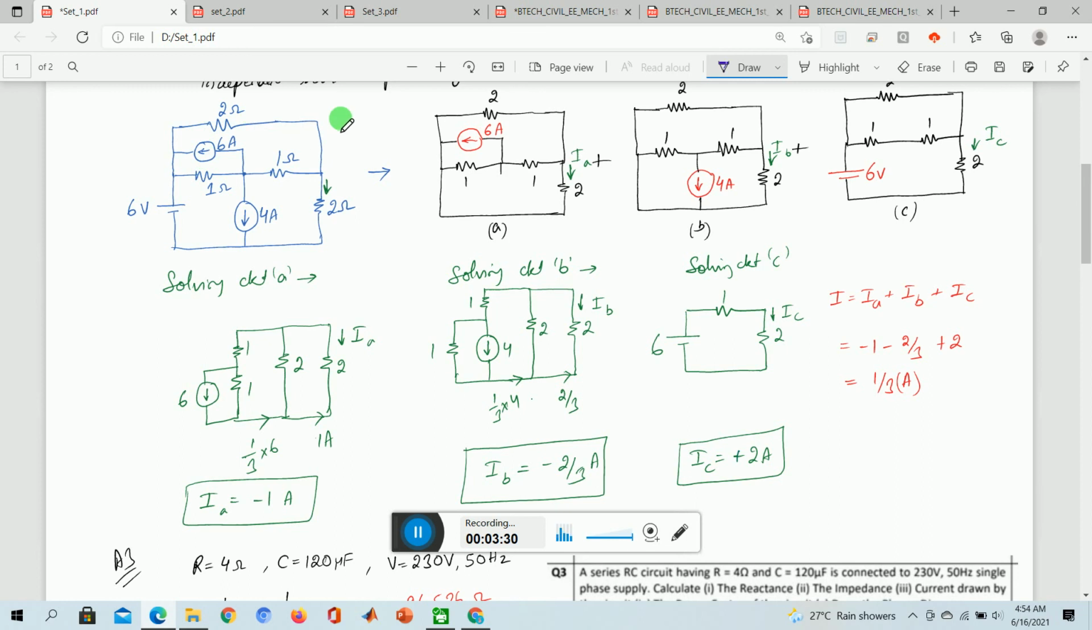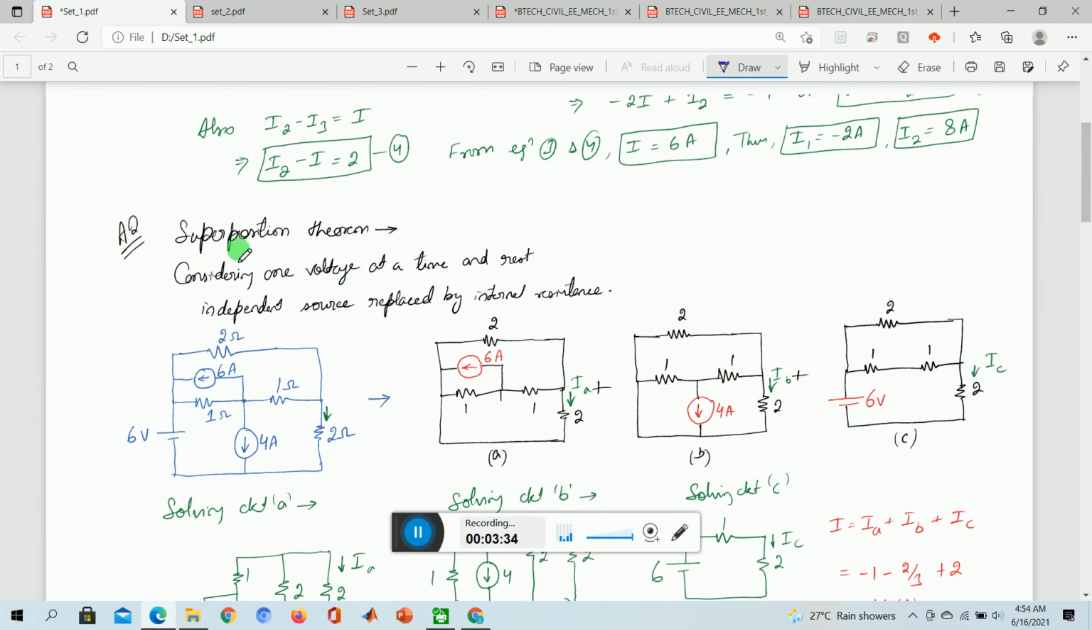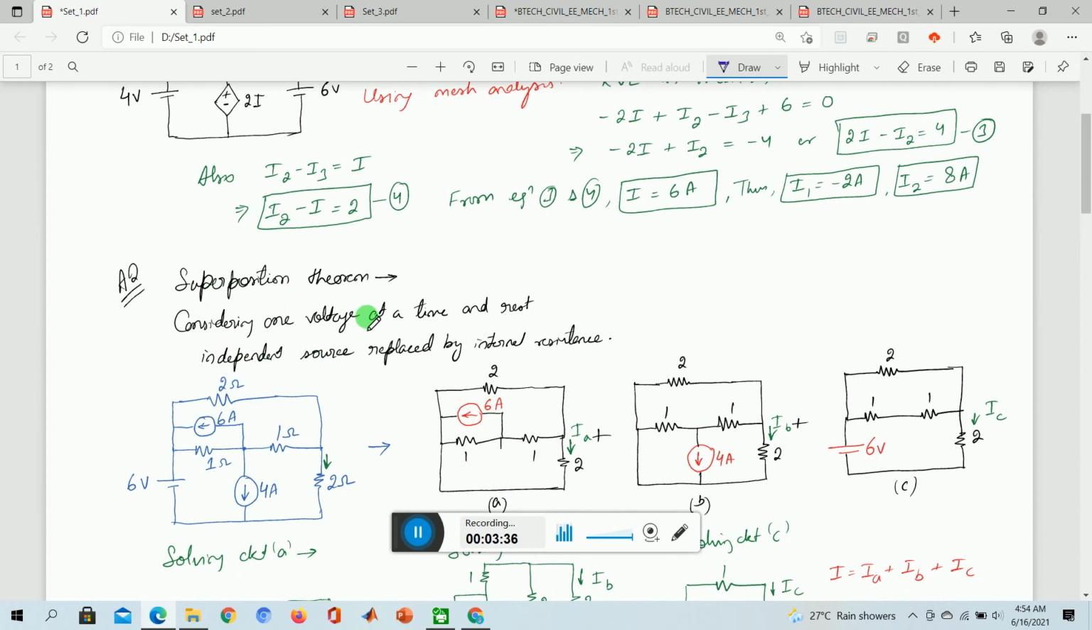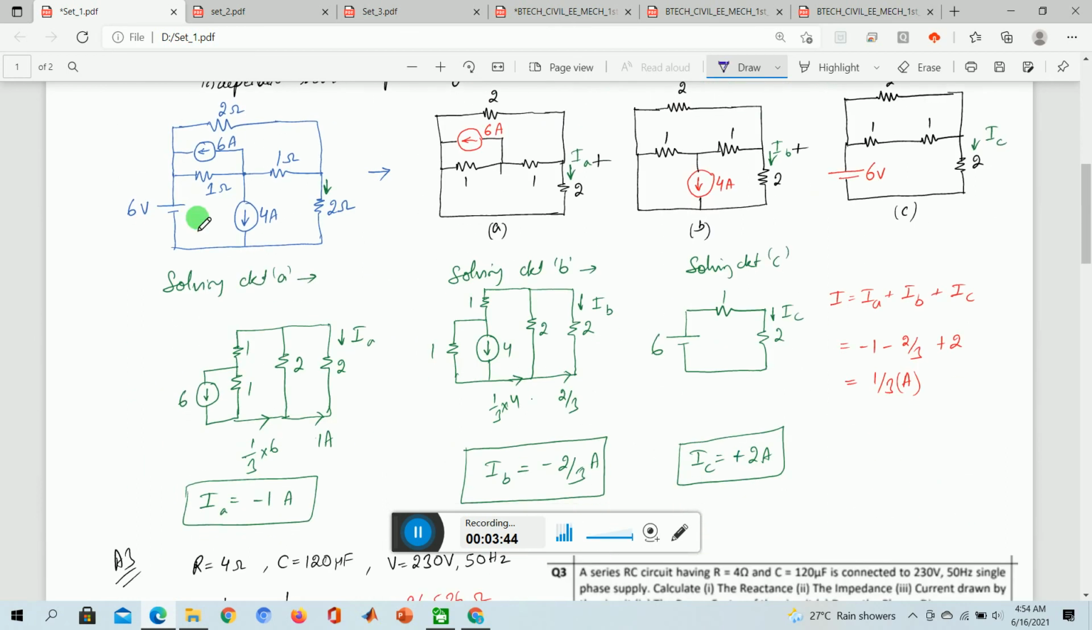the definition of the superposition theorem. You can define the superposition theorem as: at any point, at any time, one source is considered and the rest of the sources are replaced by their internal resistance. So here is a question given. It is like a 10 mark question. So theory is 4 and this is 6 marks. Here you have got 3 sources.